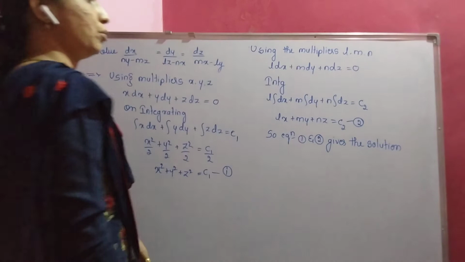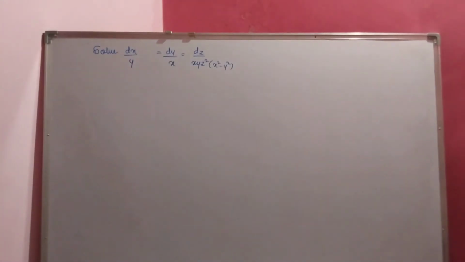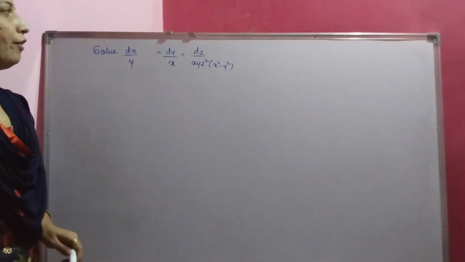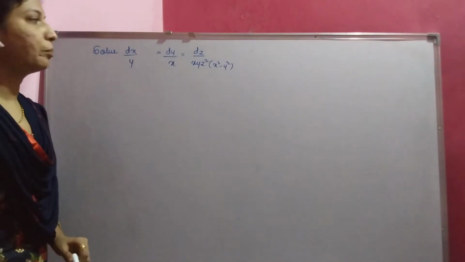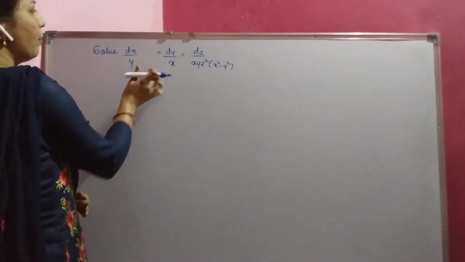Equation 1 and equation 2 give the solution of the given equation. Let us consider the next example. Solve dx upon y is equal to dy upon x is equal to dz upon xyz square into x square minus y square. So here we can consider these two pairs.